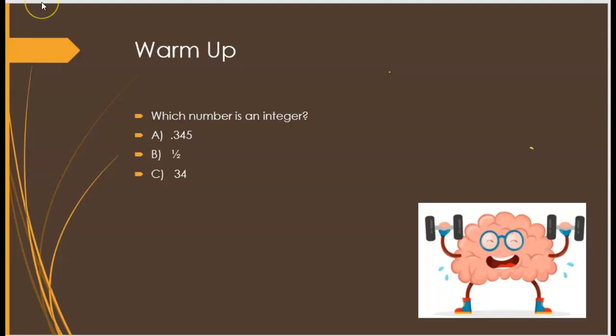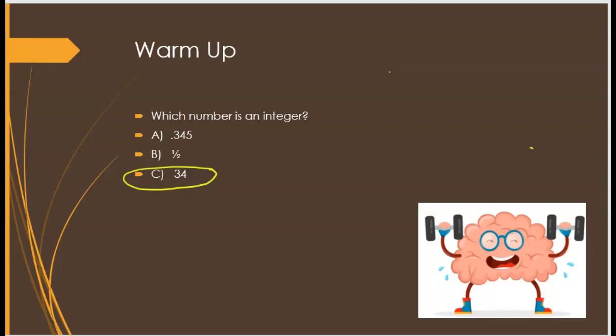Okay, so if you picked C, you are correct. C is a whole number, 34. And if you think back when we talked about integers, you would know that the integers are the set of numbers that we count by. 1, 2, 3, 4, 5, all the way to infinity.